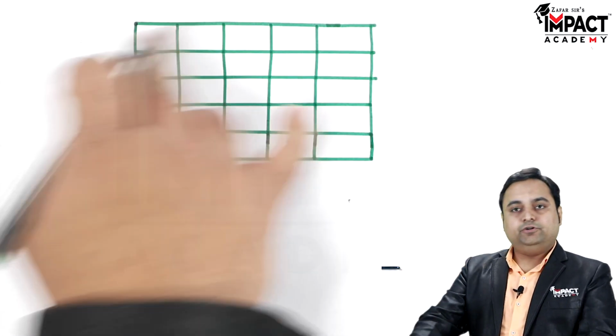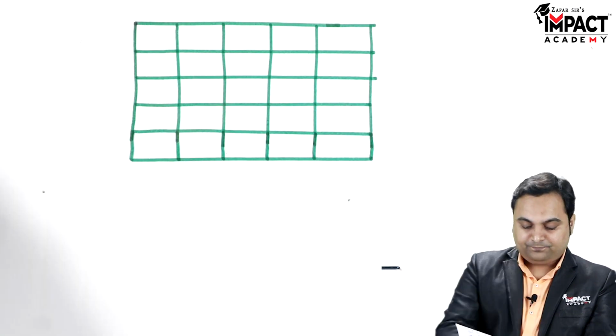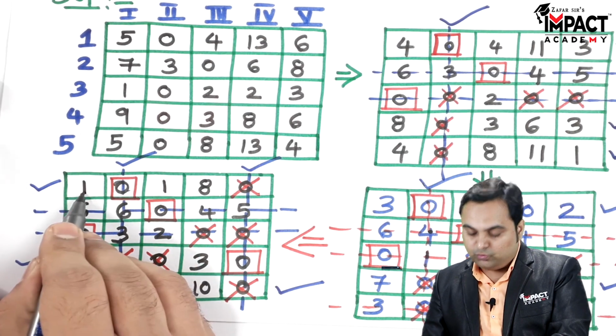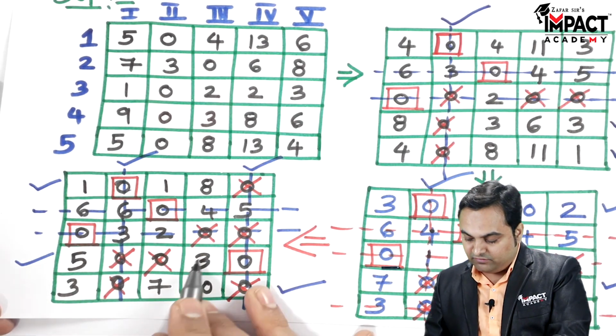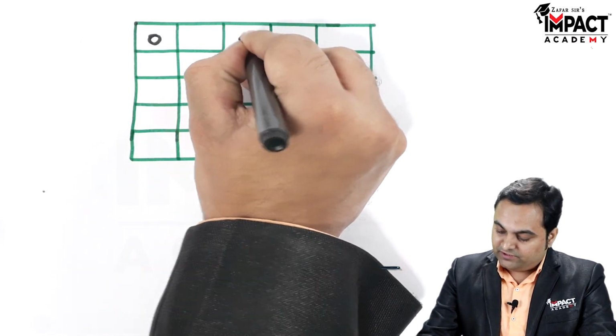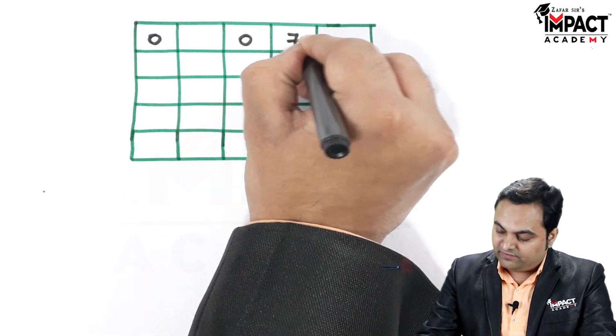Now again I need to fill this table. For that, the least uncovered value is 1, we can see here. So 1 would be subtracted from all the uncovered values. 1 minus 1, that is 0. Next 1 minus 1, that is 0. 8 minus 1, that is 7.